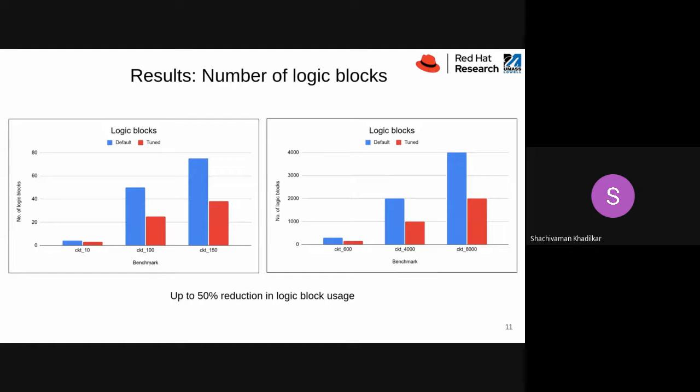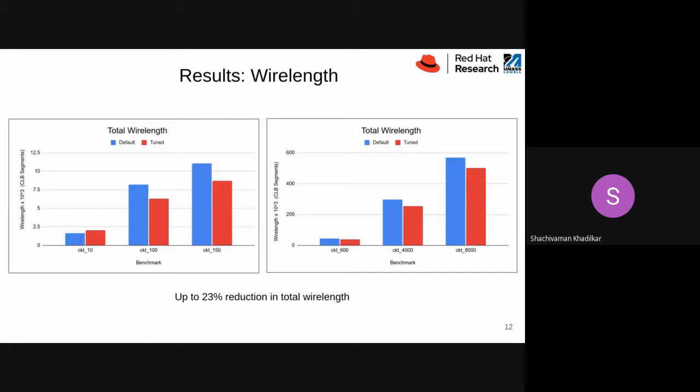This graph shows logic block utilization. We do expect to see a reduction in logic block count because of the denser packing. After tuning, we observed approximately a 50% reduction in logic block usage. We also observe wire length post-routing, and we observe a reduction in wire length after tuning the cluster pin target. We observed a maximum of 23% reduction in total wire length.